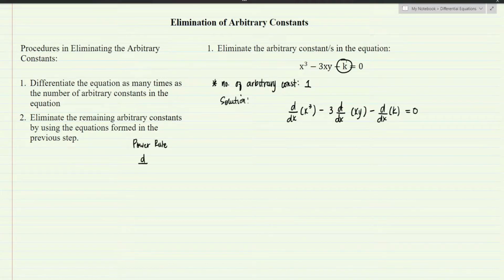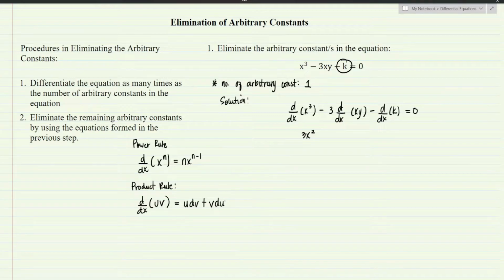Now, to differentiate the first term, we will use what we call the power rule. The power rule states that if you have a function equal to x raised to n, its derivative is n times x raised to n minus 1. Applying the power rule on the first term, the derivative of x cubed would be 3x squared. As for the second term, we will use here the product rule. The product rule states that if you have functions multiplied together, for example, u and v, its derivative is u times the derivative of v plus v times the derivative of u.